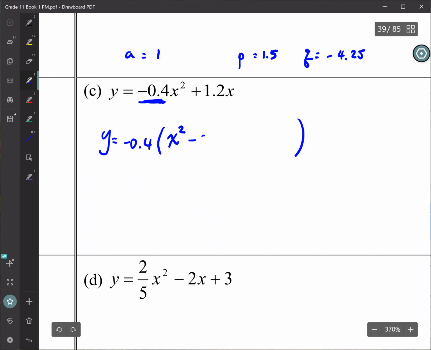So it'll be minus 3x. And then you go from there to do the adding. So what do we need to add then? 1.5. Yeah, 1.5. You use the 3 to do the divide by 2. So 1.5 squared. So remember that.